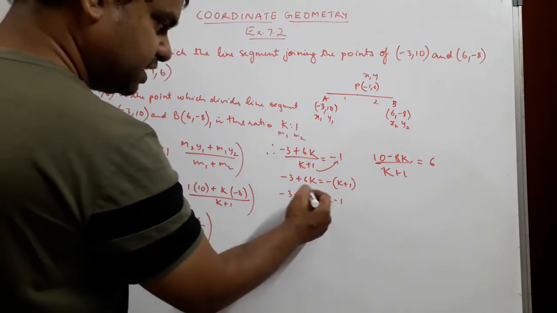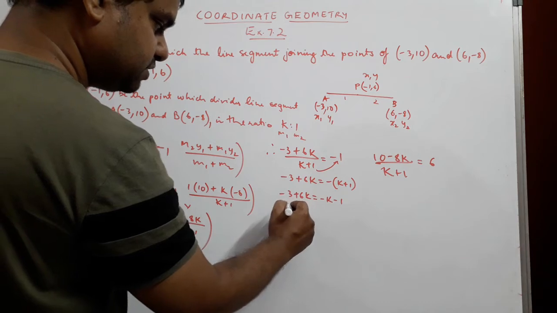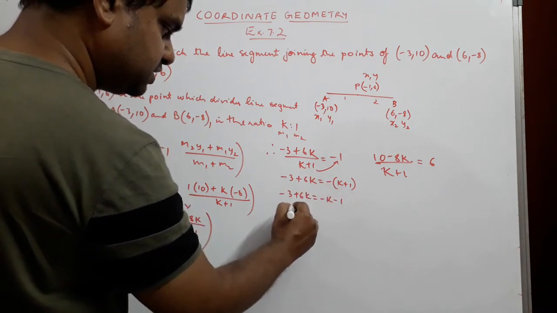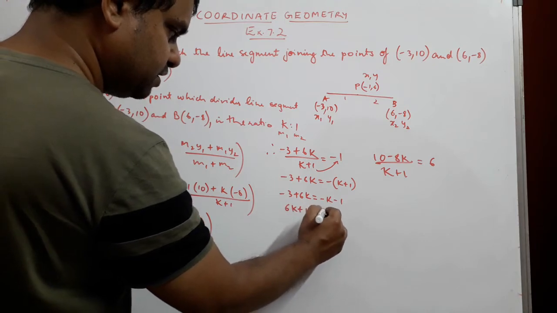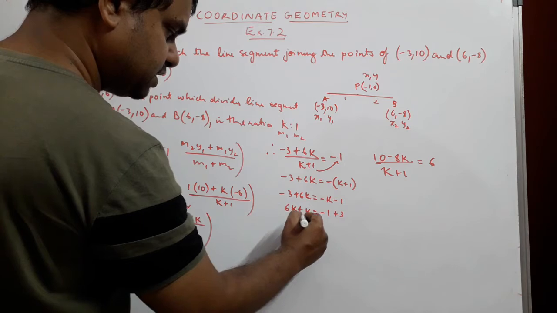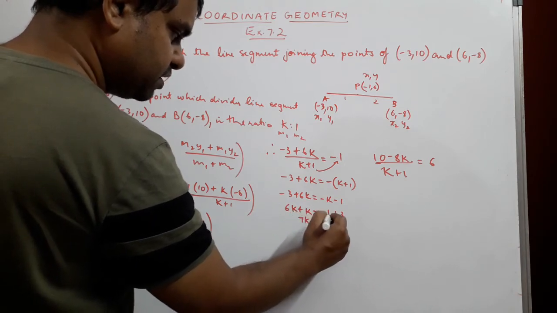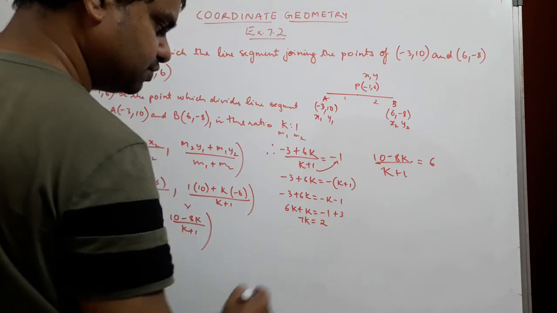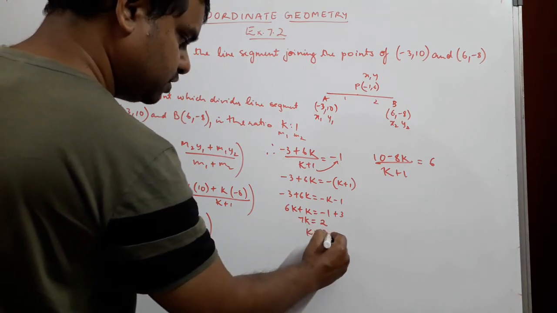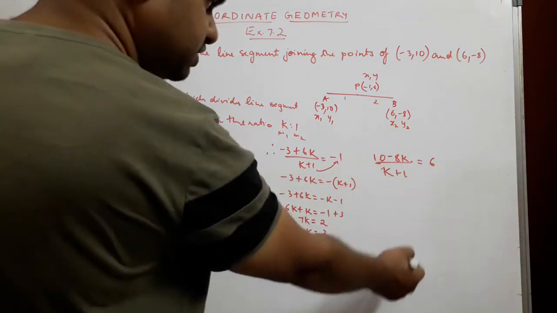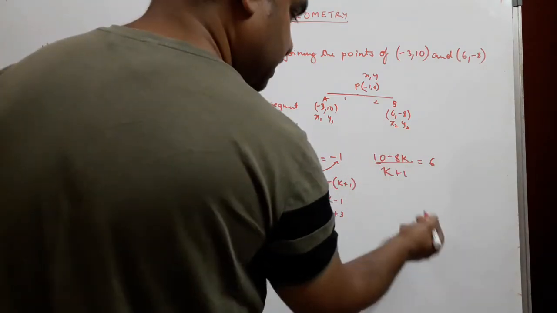So I'll bring this k on the left hand side and I'll take the -3 on the other side, where 6k plus k equal to -1 plus 3. 6k plus k becomes 7k, and -1 plus 3 gives me positive 2. So k will be equal to 2 upon 7. If you want, we can try it out with the y coordinate. We should get the same value.